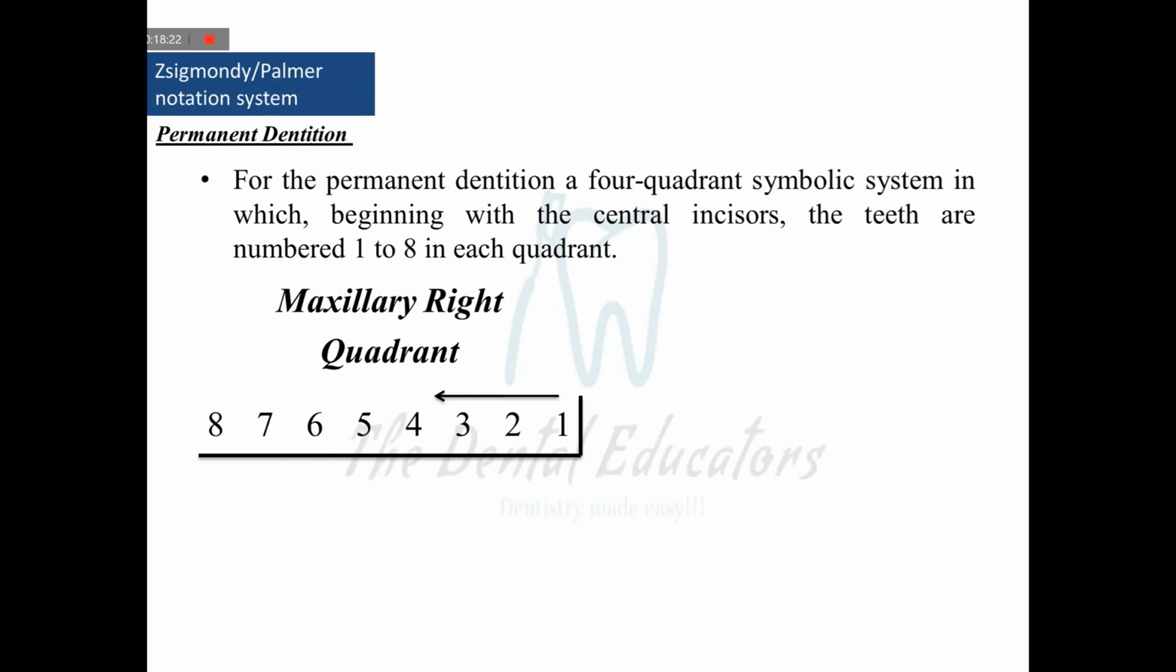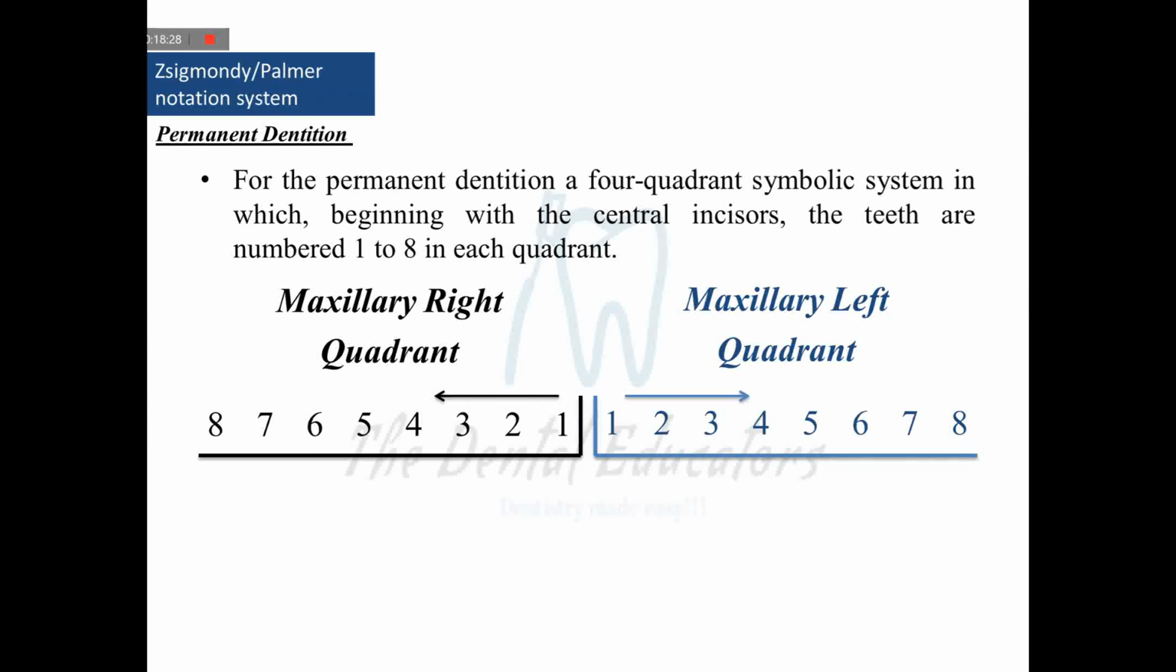Now going on to the second quadrant, that is the maxillary left quadrant. Similar to the deciduous dentition as we discussed earlier, we draw up a normal L shape, and within that L shape we number each of the respective teeth in the maxillary left quadrant. So the first tooth in the maxillary left quadrant from the midline is the maxillary central incisor, which is numbered as number 1. The lateral incisor is numbered as number 2. The canine is numbered as number 3. The first premolar is numbered as 4, the second premolar as 5, the first permanent molar as 6, second permanent molar as 7, and the third molar as 8.